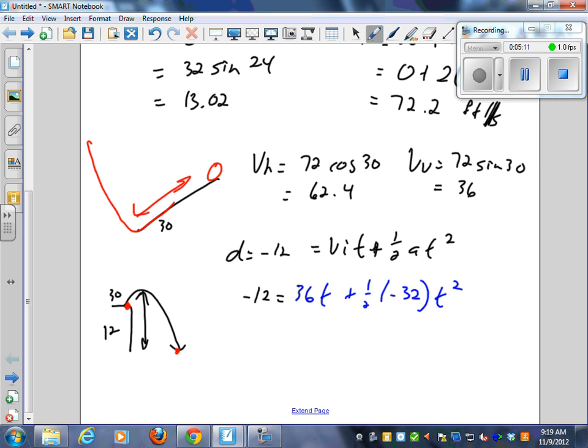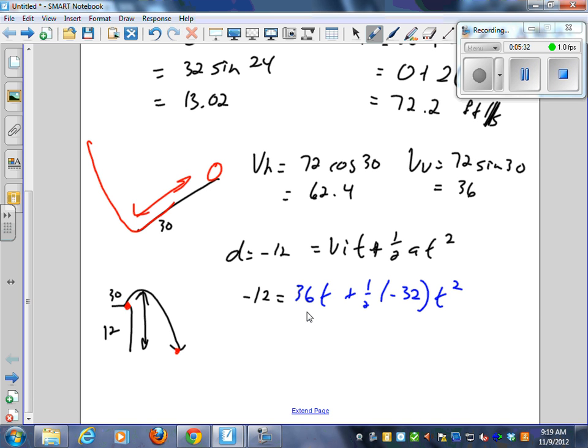Now you'll notice the 36 is positive. This one is negative, and this is why it works, because this is up, so it's taking into account the up and then the back down, right? This is the acceleration part, right? This is the part that brings it down, this is the part that takes it up. And so when you combine them together, you get the up and down.